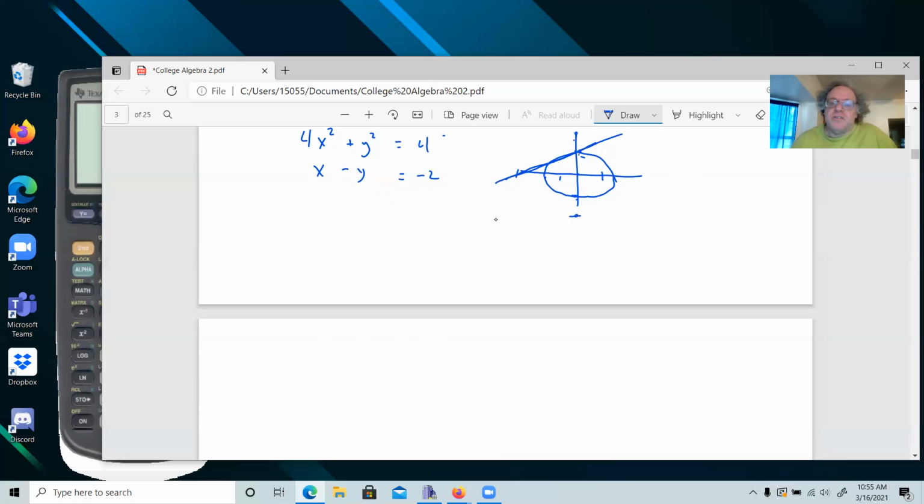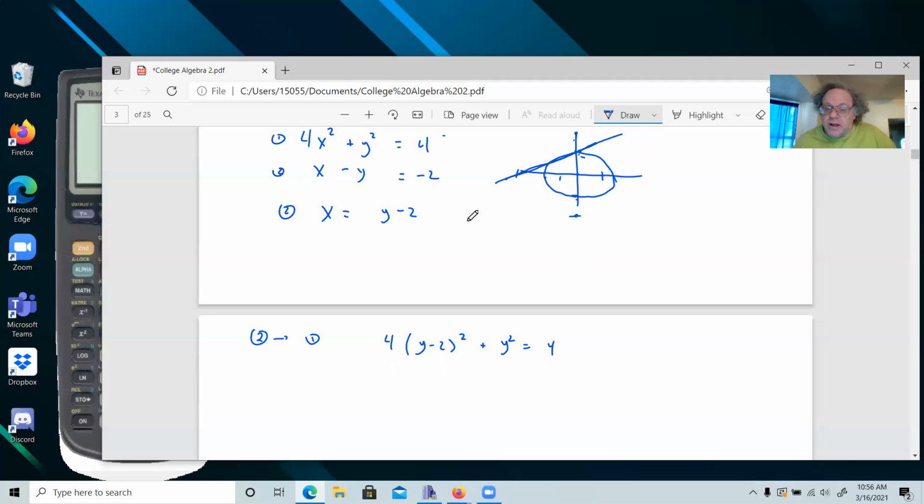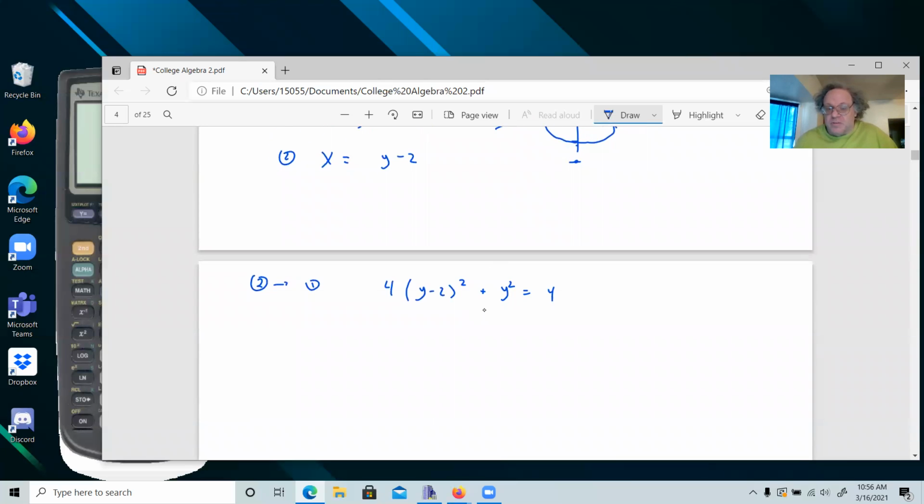In this case, we want to do substitution, right? If I say, well, x is equal to y minus 2, just push this over the other side. We have equation 1 and equation 2. What we're going to do is push equation 2 into equation 1. So here we have 4, and then we're going to substitute x. We're going to say, oh, that's y minus 2 squared plus y squared is equal to 4. And then we have an equation that's totally in y.